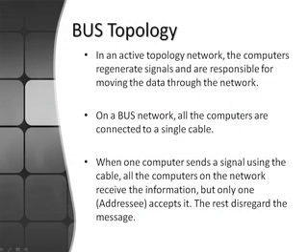Now, the bus topology is an active topology network. The computers regenerate signals and are responsible for moving the data through the network. On the bus network, all the computers are connected to a single cable. Now, when one computer sends a signal using the cable, all the computers on the network receive the information, but only one addressee accepts it. The rest disregard the message.